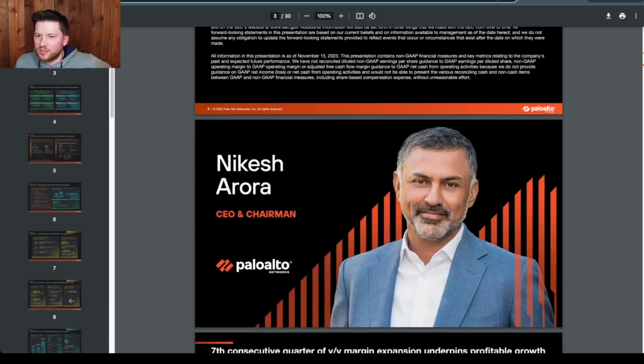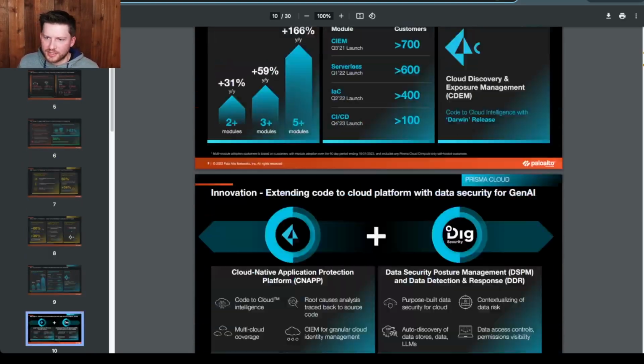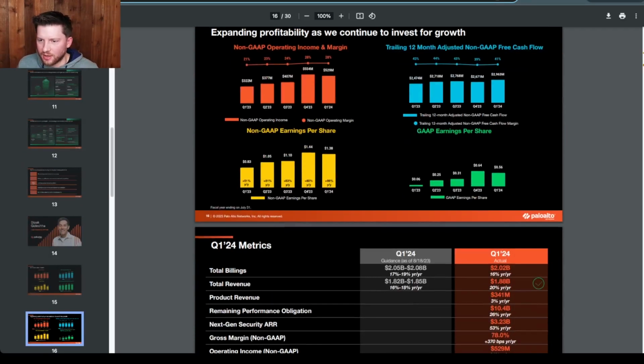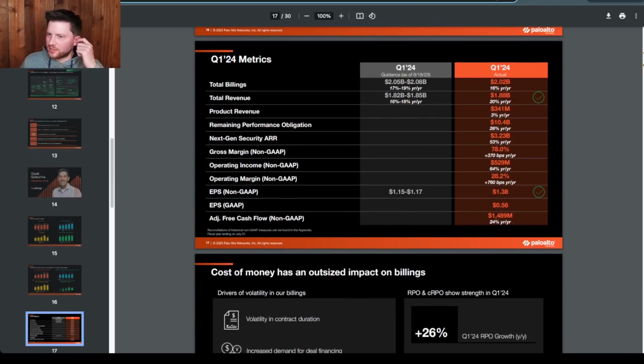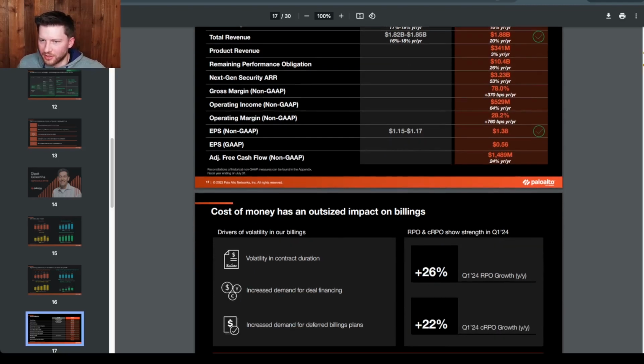But what we can see that's happened over the last earnings is that they had a revision down in their guidance, similar to Fortinet, but they're still growing at a decent pace. Total billings were, they missed, it was 17-19% year over year. They hit 16%. Total revenue was 16-18% year over year. They hit 20%, but you want to look more at billings. Product revenue 3% year over year. Their non-GAAP EPS, I wouldn't pay too much attention to that, honestly.